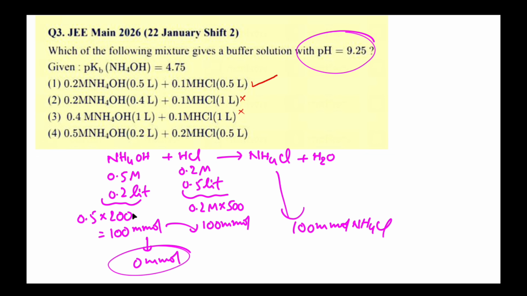But here after completion of that reaction, there is no remaining amount of NH4OH. It will completely react with HCl to form 100 millimoles of NH4Cl. So that is also not a basic buffer solution. So the correct option is option 1.